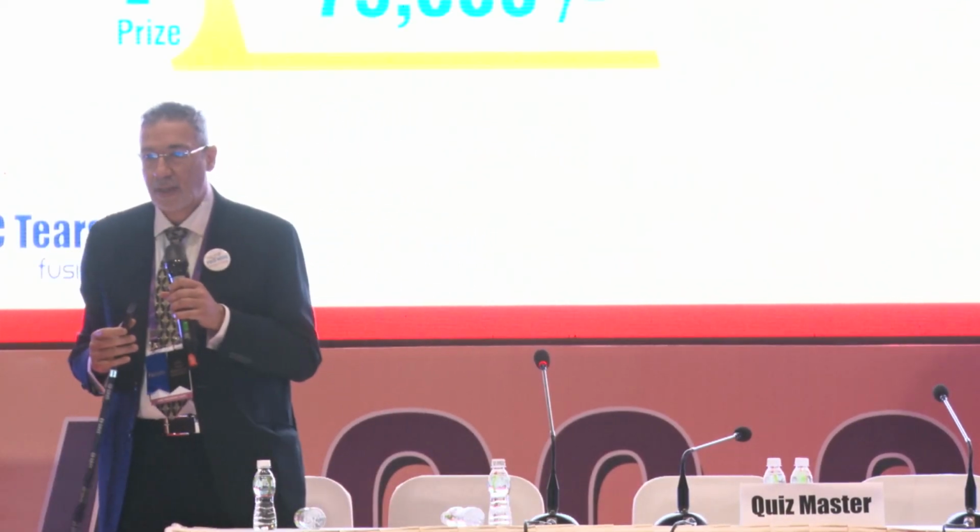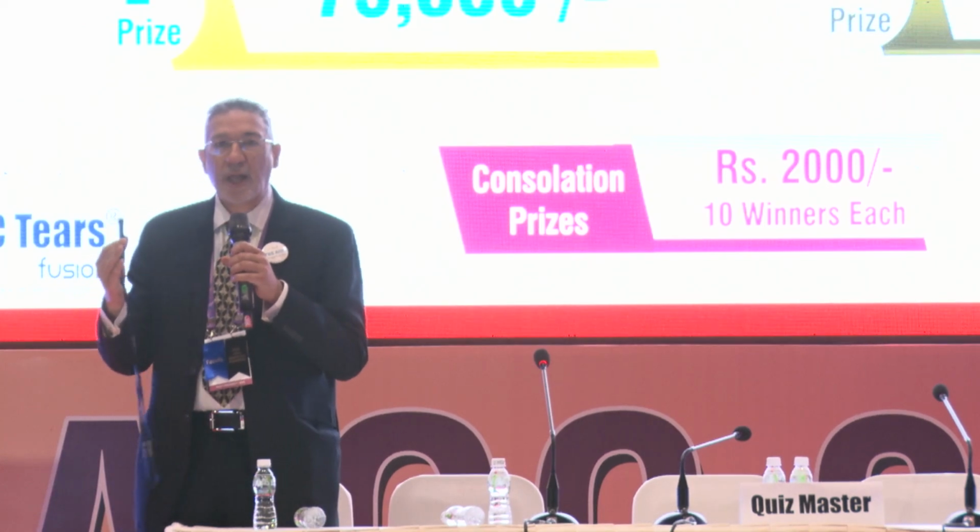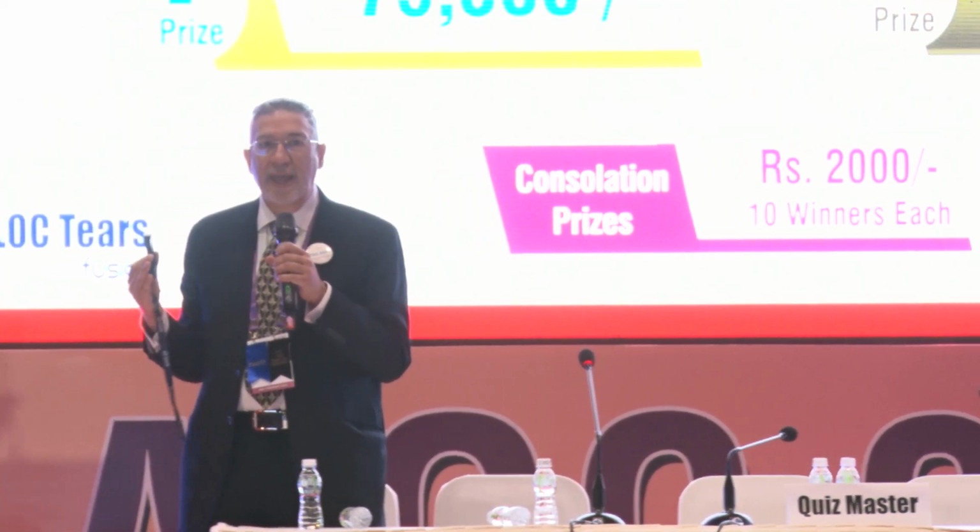Then we have the first question. So the prizes are, first prize 1,50,000, second prize is 75,000, and the 5 winners will get 25,000 each, and there is 2,000 rupee prizes for 10 other winners as well. So people wearing red t-shirts are disqualified, they will not receive any prizes.